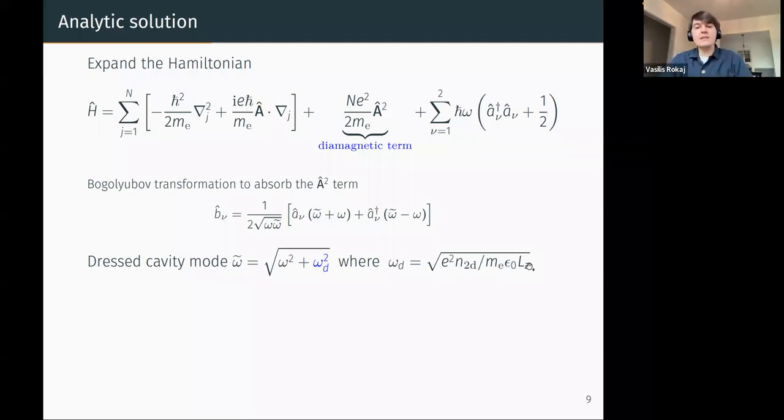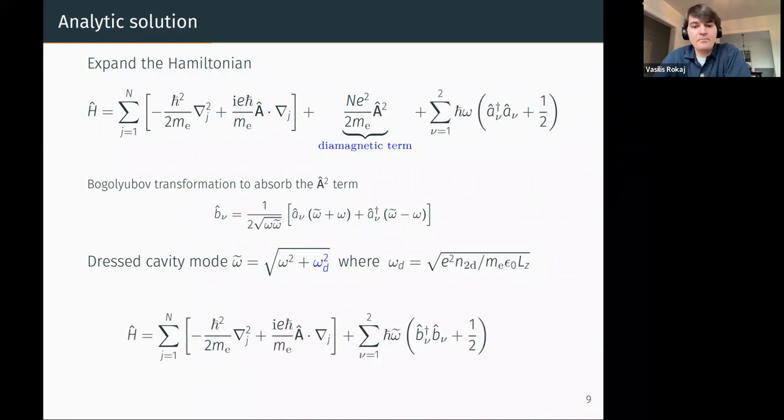So from the A squared term, you get this renormalization of the bare cavity mode, which is imprinted also in the transformation for these dressed photonic operators. And now, once you have done that, you have absorbed the A squared term, and you have a diagonal part for your mode, but you still have this bilinear coupling.